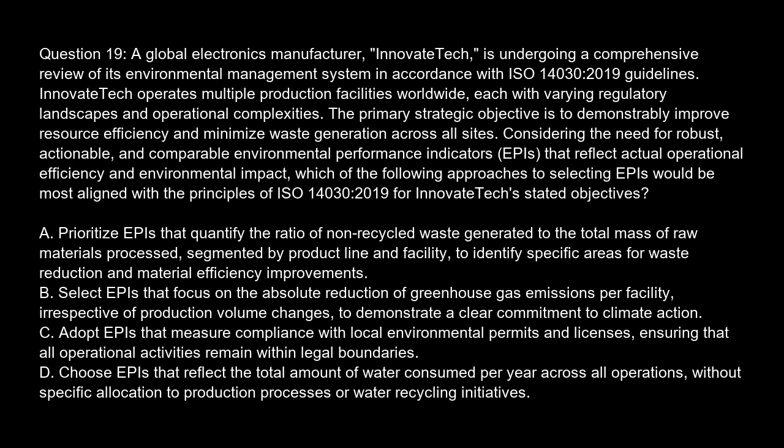Option A. Prioritize EPIs that quantify the ratio of non-recycled waste generated to the total mass of raw materials processed, segmented by product line and facility, to identify specific areas for waste reduction and material efficiency improvements. Option B. Select EPIs that focus on the absolute reduction of greenhouse gas emissions per facility, irrespective of production volume changes, to demonstrate a clear commitment to climate action.